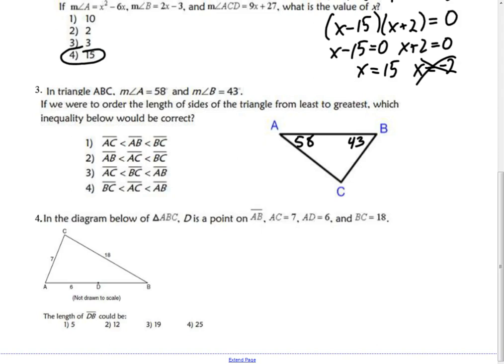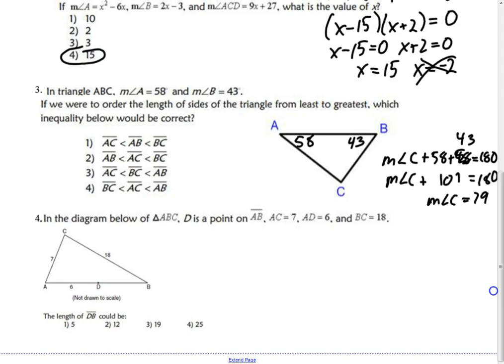If we were to order the length of sides of the triangles from least to greatest, which inequality below would be correct? Before going forward, I'd want to find the other angle. The measure of angle C plus 58 plus 43 equals 180. 58 and 43 is 101, so the measure of angle C plus 101 equals 180, so angle C would be 79.